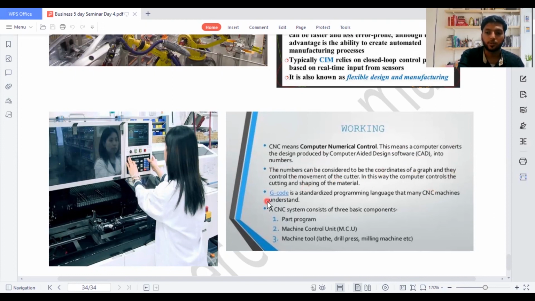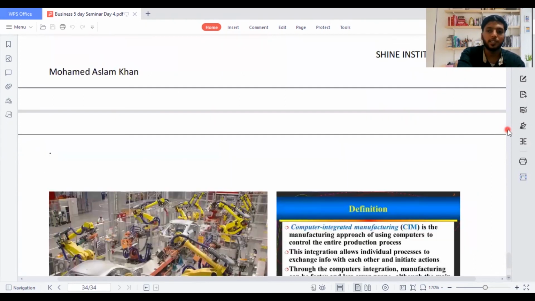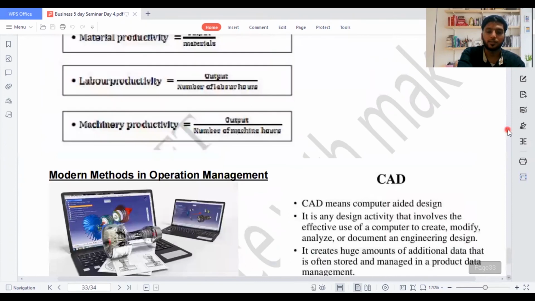In this way, the computer controls the cutting and shaping of the material. G code is a standardized programming language that many CNC machines understand. The CNC system consists of 3 basic components, not important for exams. So you need to understand one particular thing, guys. CNC is about maintaining or controlling machines with just numbers, which is known as computerized numerical control. So the modern technological methods are CNC, CIM, CAM, and CAD.